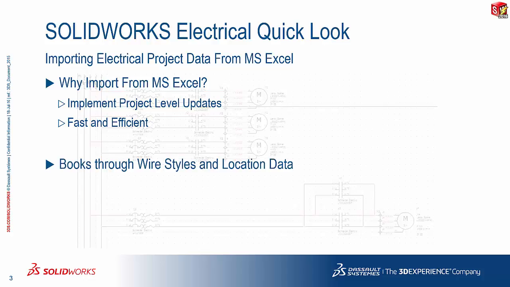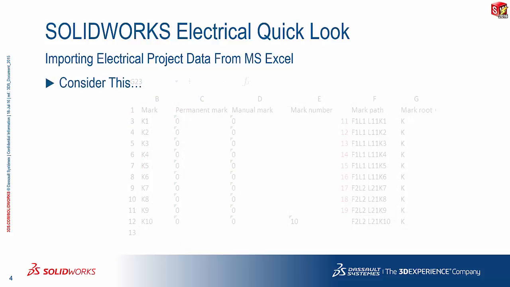It also covers a wide range of options ranging from project books all the way down to wire styles and location data. So rather than go to each individual symbol or component to change your data, imagine being able to edit what you need to within a Microsoft Excel worksheet and re-importing it. Today, that's what we're going to talk about. How do we re-import this information?